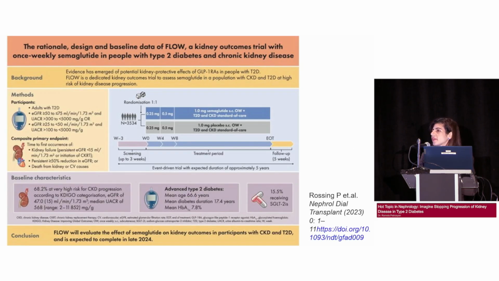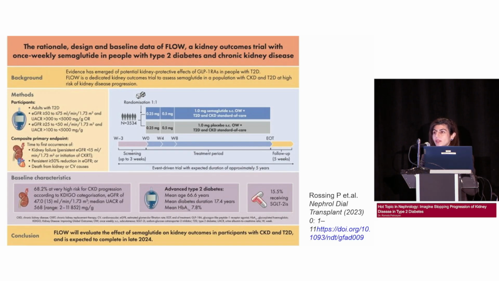So despite the availability of these established newer pharmacotherapies to delay CKD progression in patients with type 2 diabetes, there still is a risk of progression, and the associated morbidity and mortality remains substantial. That inspired the FLOW study, which was a dedicated kidney outcomes trial designed to assess the kidney protective effects of semaglutide, which is a GLP-1 RA, and its potential for improving treatment options in patients with CKD and type 2 diabetes.